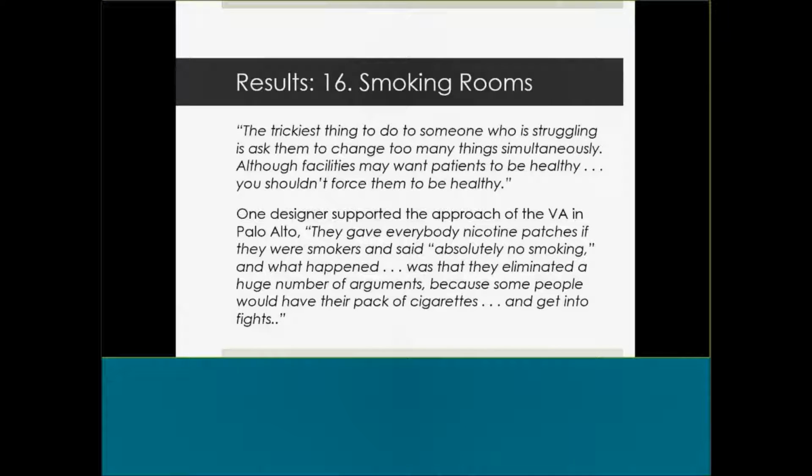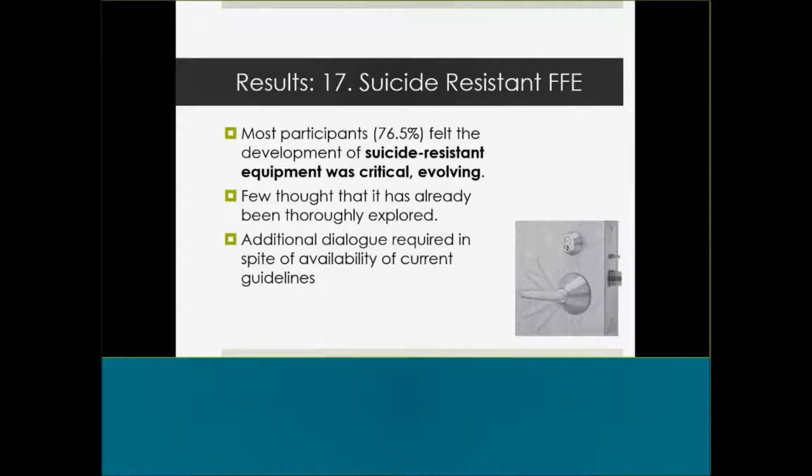So as it says, the trickiest thing to do to someone who is struggling is to ask them to change too many things simultaneously. And then it talks about the VA having nicotine patches to help. Also, people have arguments about cigarettes when there's not enough cigarettes to go around. And this last item, suicide resistance, the question really was, do we know everything about curtailing suicide occurrence in mental health facilities?